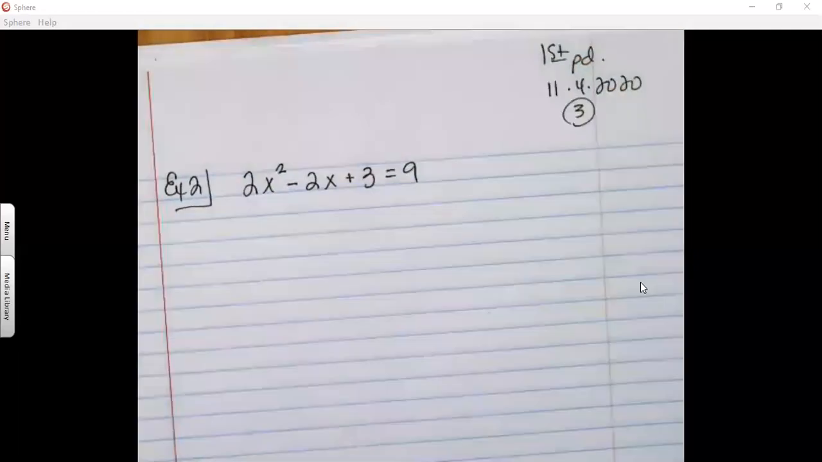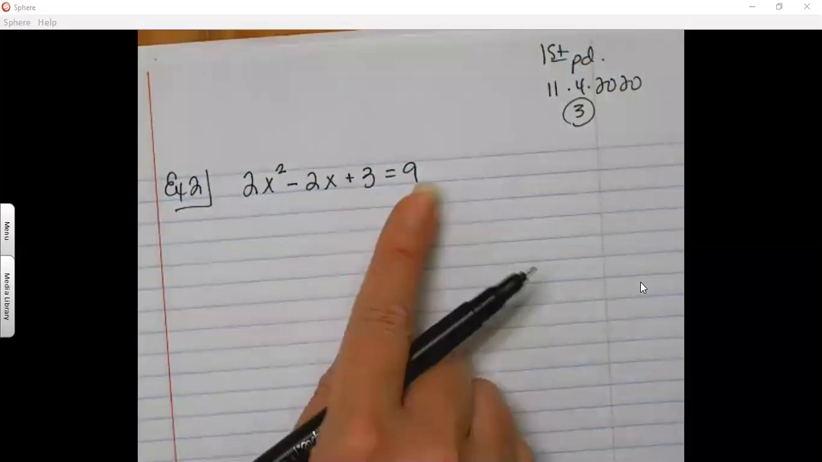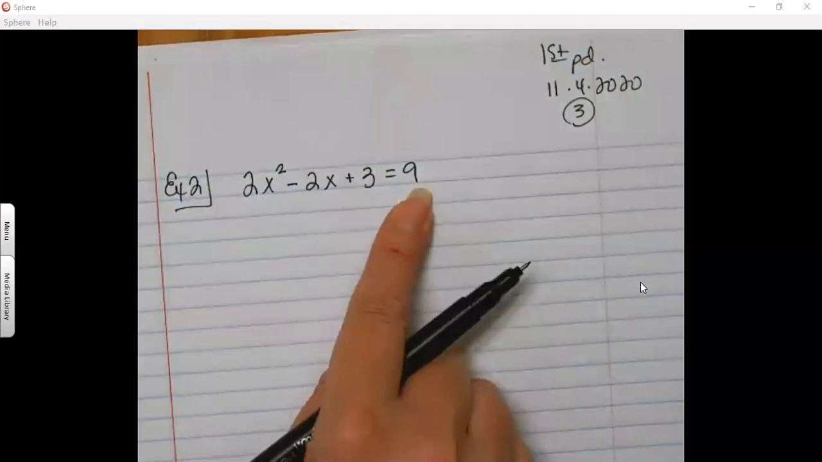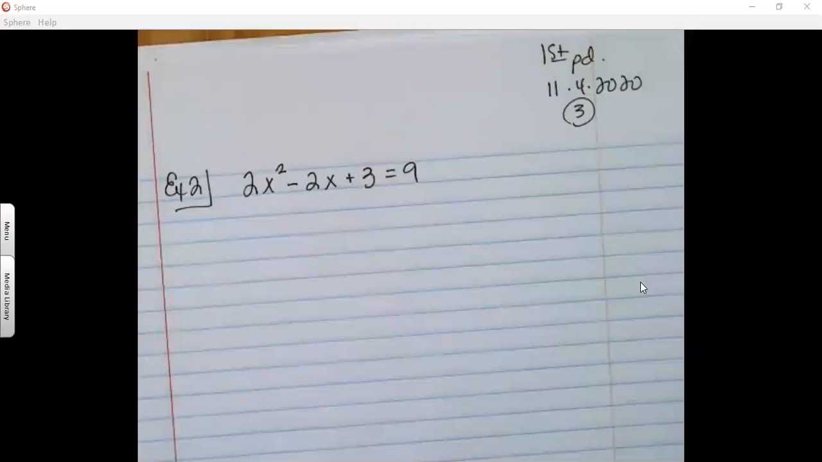Step 1, rewrite the equation in the form ax squared plus bx equals c. Notice this time I have 2 constants. 3 is a constant and 9 is a constant. So one of your constants is already on the right side, but I need all constants on the right side. So what would I do? Subtract 3. First step, easy breezy.